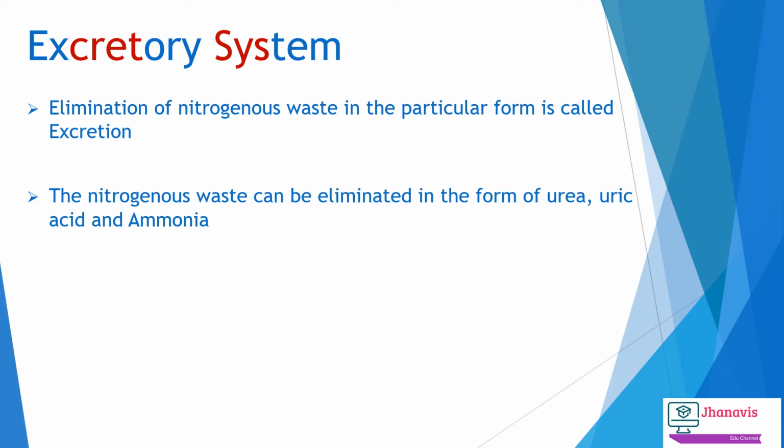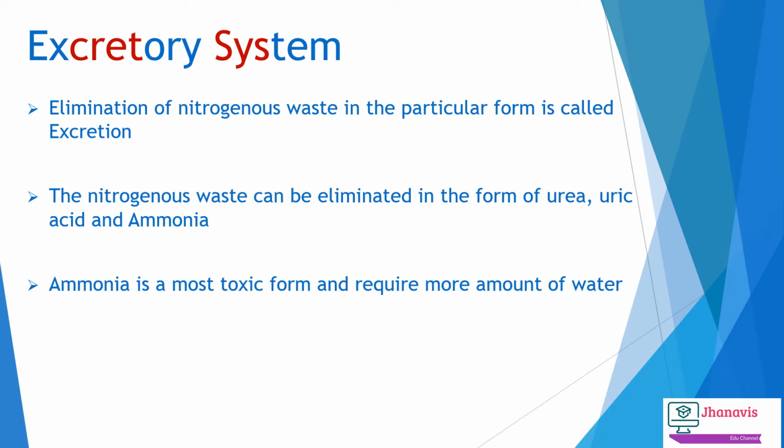Hence, when we talk about these excretory products, ammonia is the most toxic form and requires more water, whereas urea and uric acid require less water when compared to ammonia, and they are less toxic when compared to ammonia.